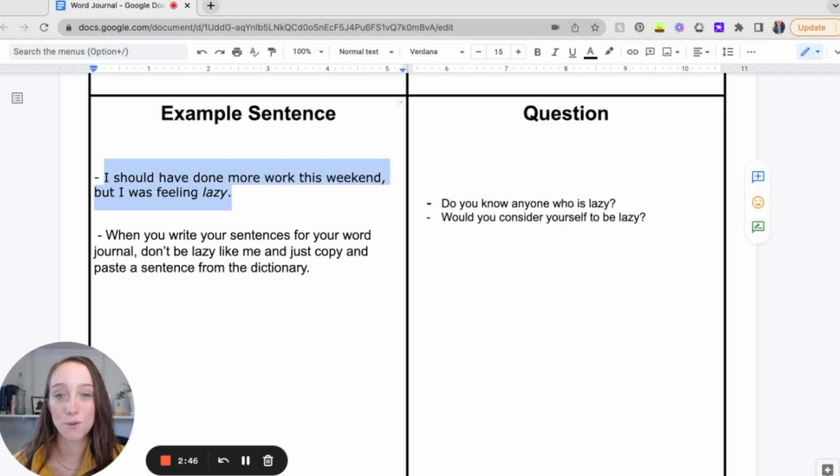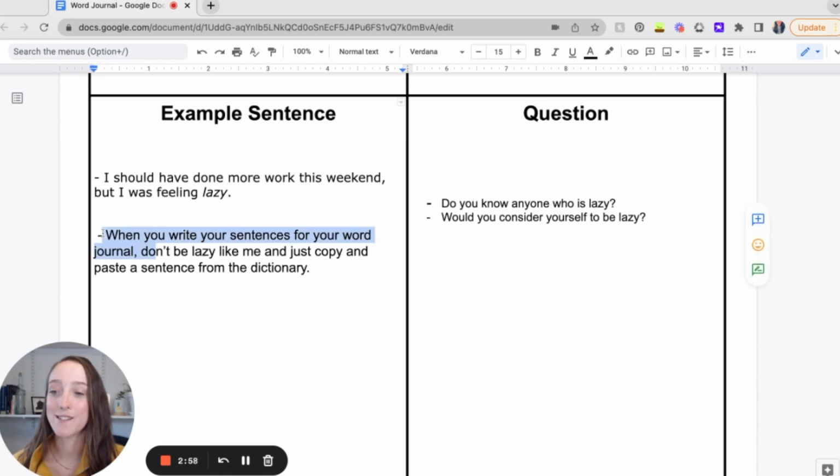I actually wrote two. The first one I just copied and pasted from the Learner's Dictionary. So I should have done more work this weekend, but I was feeling lazy. And then I said, when you write your sentences for your word journal, don't be lazy like me and just copy and paste a sentence from the dictionary. Because if you just copy and paste, right, you're not going to remember it as much.